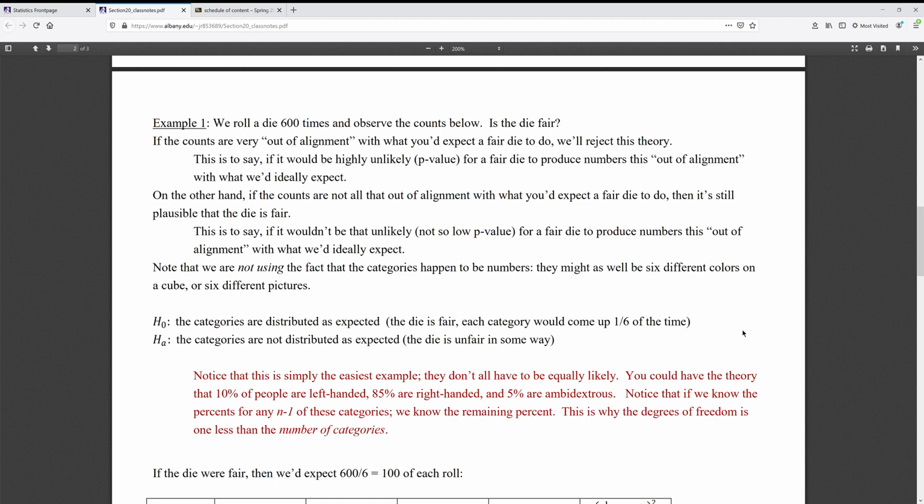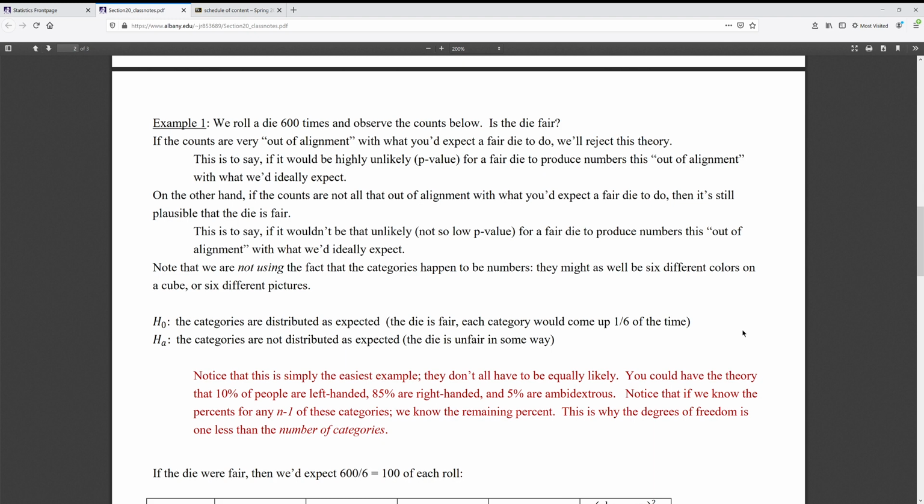Also notice that this has got nothing to do with numbers. These are categories. You can take a cube and you can put 1, 2, 3, 4, 5, 6 on its faces, or you can put different colors on its faces, or you could put different pictures on its faces. In no sense are we using the numbers. We only want to know that a fair die would be one where each face would come up 1/6 of the time in the long run. Any way you want to distinguish them.